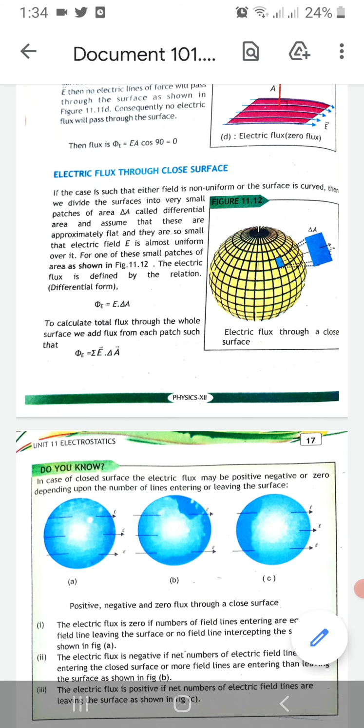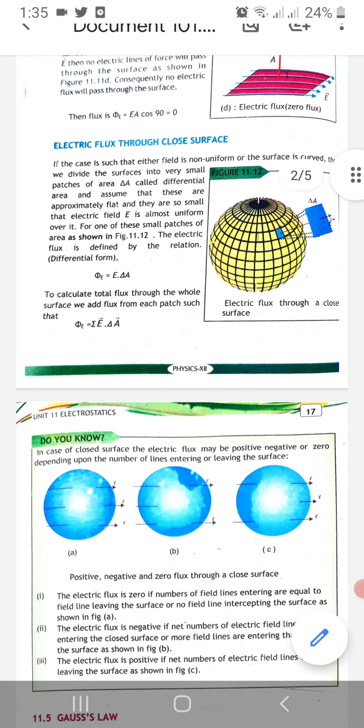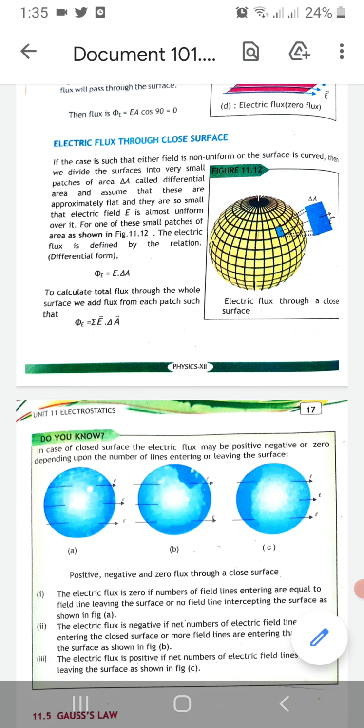Okay, so today before going to start my current topic, which is about the electric flux through the closed surface, I would like to revise the previous knowledge, which is about the definition of electric flux and its various cases. Electric flux is just the measurement of electric field lines across any surface area. This is what we call electric flux.